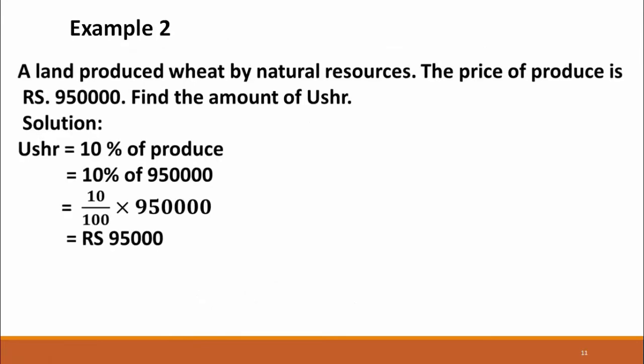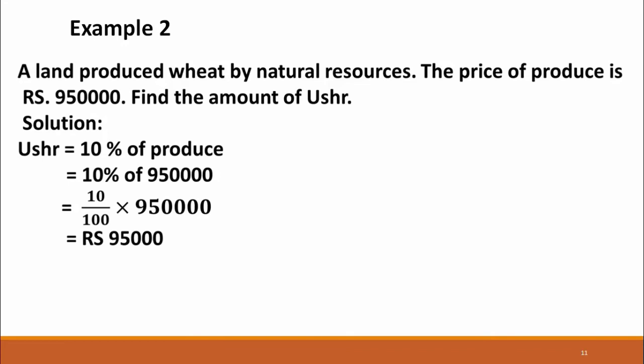Now, a land produces wheat by natural resources. In this question, it is also given that the land is irrigated by natural resources. The price of produce is Rs 950000. Find the amount of Ushr. So, dear students, this is very important. In the problem, first of all, note whether the land is irrigated by natural sources or by artificial sources. Artificial sources mean like a well, and natural sources mean like rain.